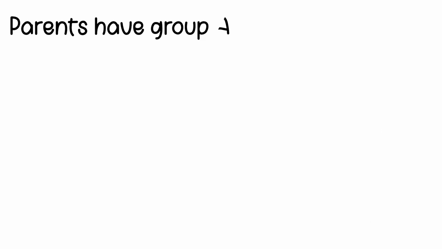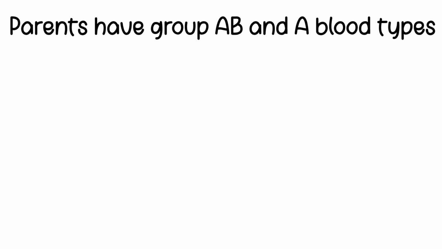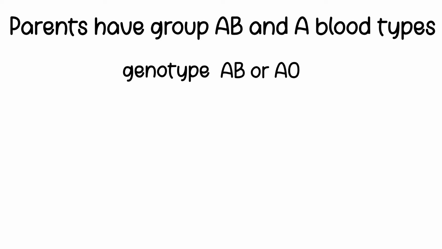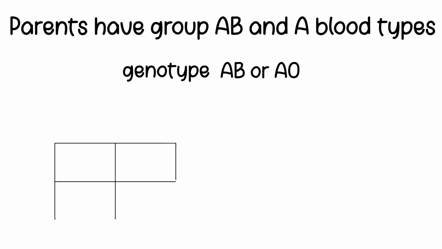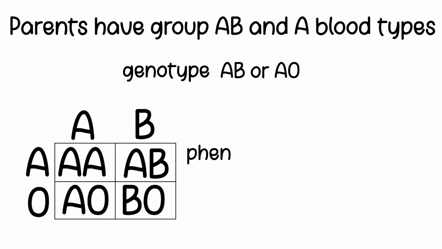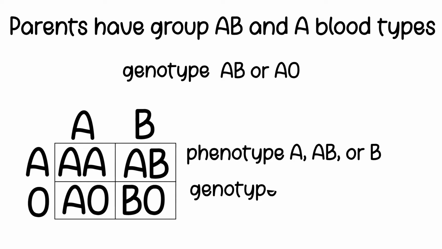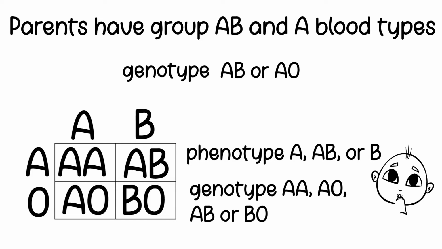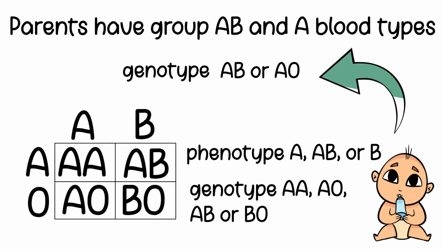I will give you another example. One parent's blood type is AB and the other parent's is A with the genotype of AO. Now the offspring can have one of three blood types: A, AB, or B. This can also be used backward, which means if you know the baby's blood type, we can try to find out the parents' genotypes.